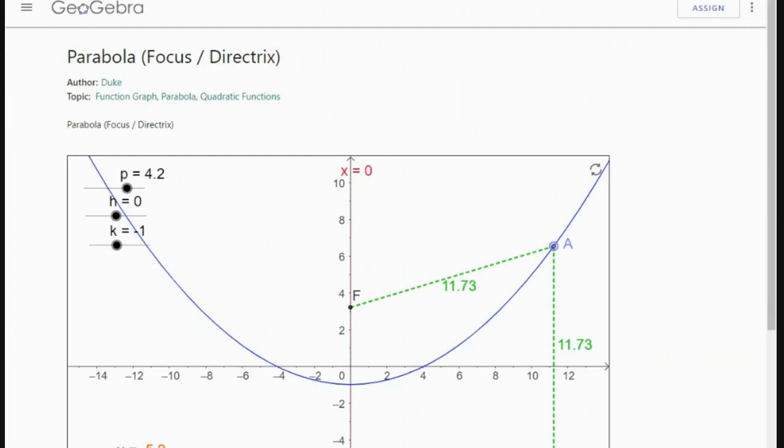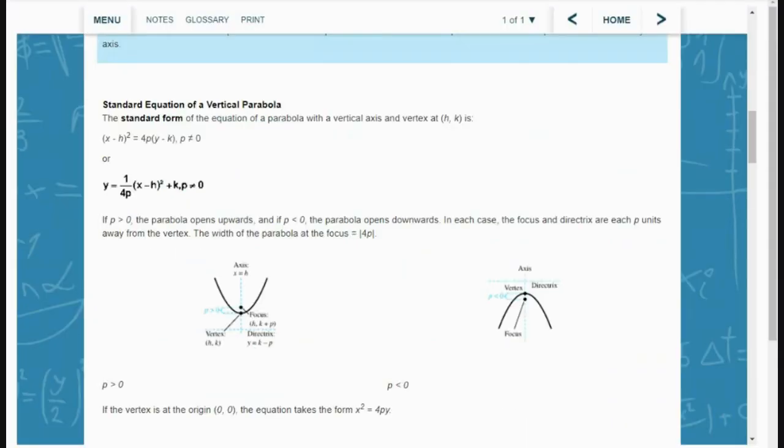So, nice illustration of that from GeoGebra. Thank you, GeoGebra. But it has it in our text as well. Now, we have this equation right here. So, let's see. We're going to write this down. This would be good to have in your notes.